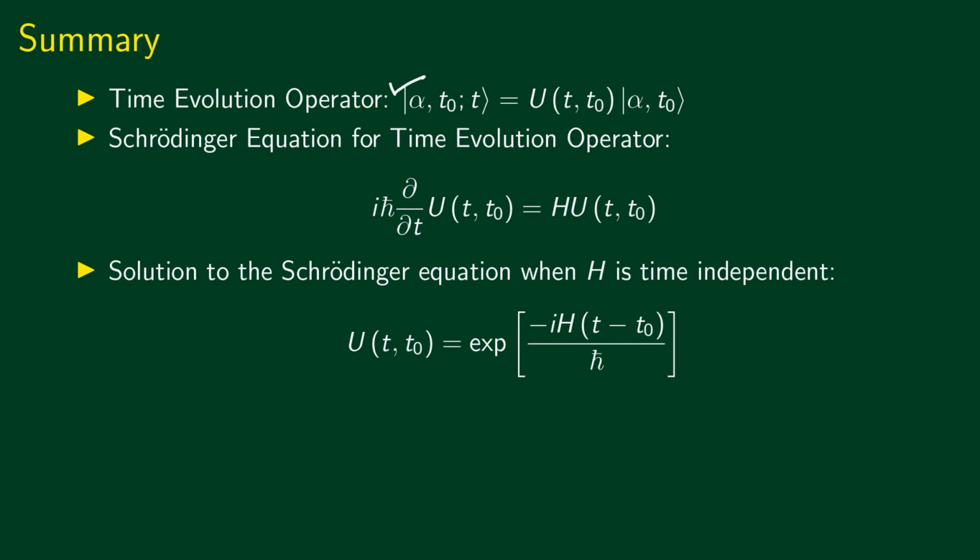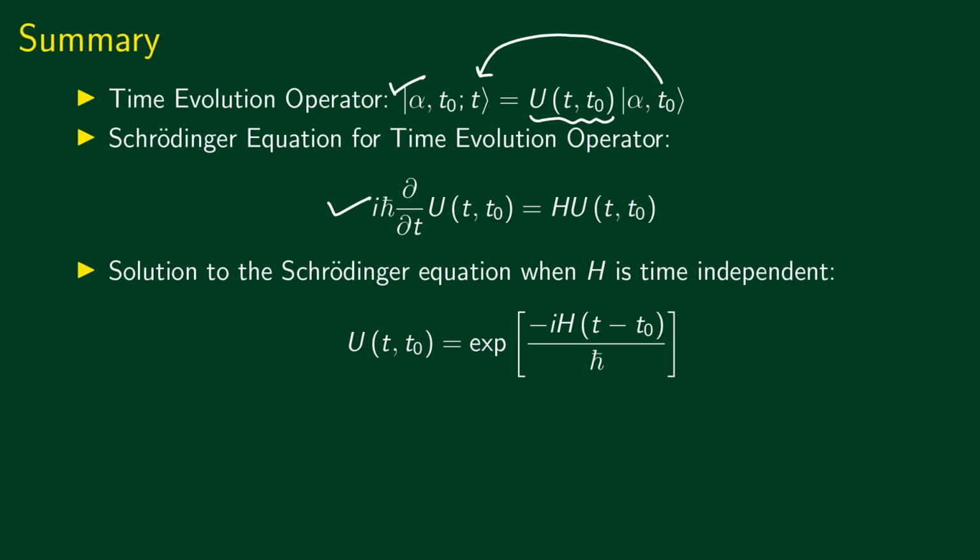This is the definition for the time evolution operator. The time evolution operator U(t, t0) relates the state of the system at an initial time t0 to the state of the system at a later time t. And we saw that the time evolution operator has to obey a differential equation. We called it the Schrodinger equation for the time evolution operator. Here is the Schrodinger equation for the time evolution operator.